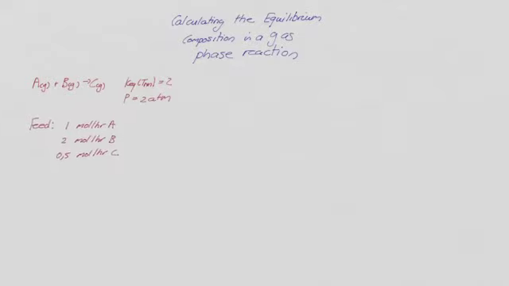And let's say the feed flow rate is not stoichiometric, and I've got 1 mole per hour of A flowing in, 2 moles per hour of B, and half a mole per hour of C. So I've actually even got some product flowing in.